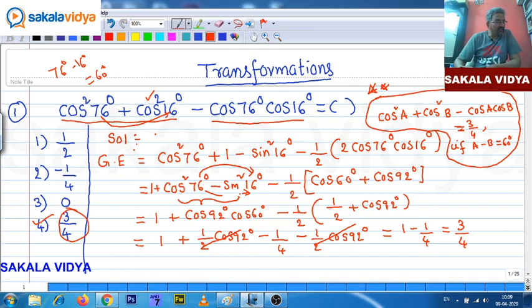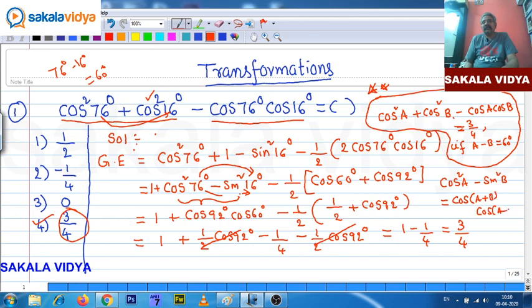Convert cos square into sine. Why should we? In order to apply the cos square a minus sin square b formula. So I will write the formula here also: cos square a minus sin square b. This formula is cos of a plus b into cos of a minus b. So as to apply this formula, I changed cos square as 1 minus sin square 16 degrees. So you might have got an idea.